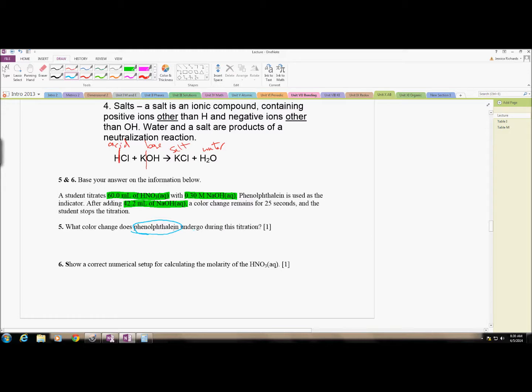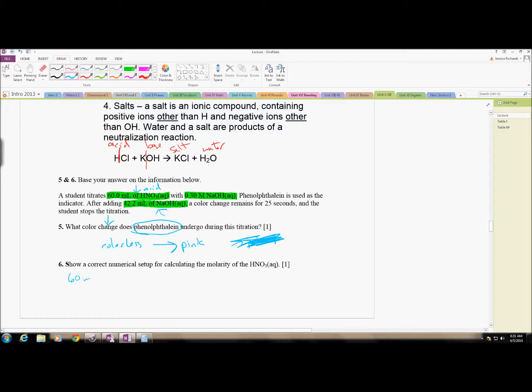So what color change does the phenolphthalein go through in the titration? They want to know the change. So if they're using it as an indicator and they're starting with an acid, it must have started as colorless. And when it's all done at the end, it's going to turn pink right at the moment when we push the pH up past 7. That's when we know the titration ends. So your answer is going to be from colorless to pink.